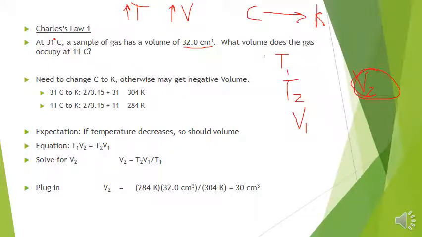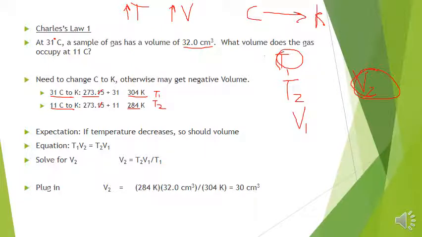But the first thing we have to do is get T1 in terms of Kelvin, and T2 as well. So it's simple. It's 273, and it's 0.15, but you can leave the 0.15 off. So it's 273 plus 31, 304, and 11 plus 273, 284. So this is our T1, and this is our T2.